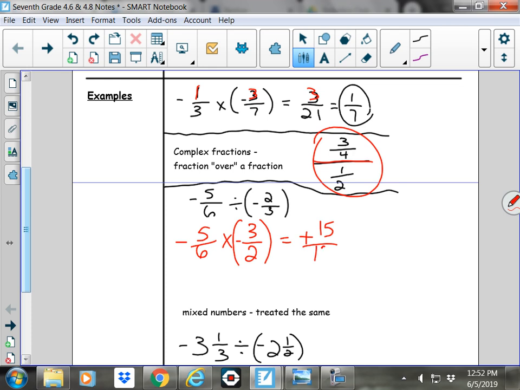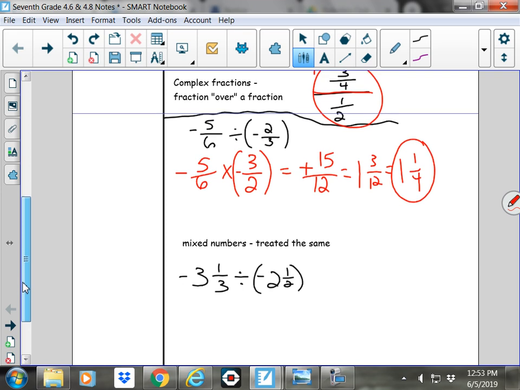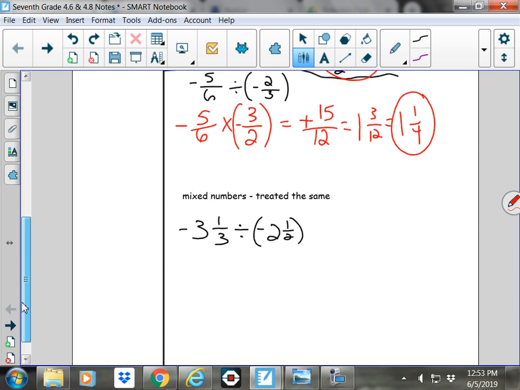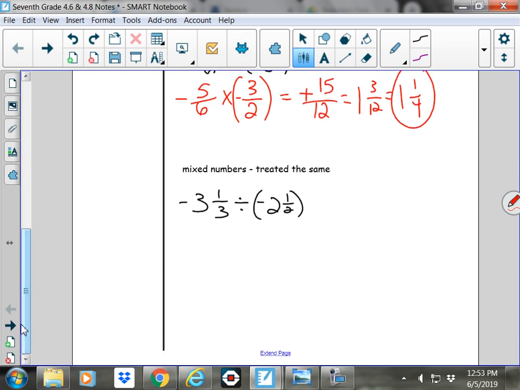6 times 2 is 12, and then that's going to be 1 and 3/12 equals 1 and 1/4. Let me double check, make sure I got that right. I sure did. And so that's it. Remember, you can drop the positive sign on that too. Mixed numbers, treated the same as in 6th grade. You got to convert them to improper fractions, whether you're multiplying or dividing them. And the negative or positive sign just comes along for the ride.